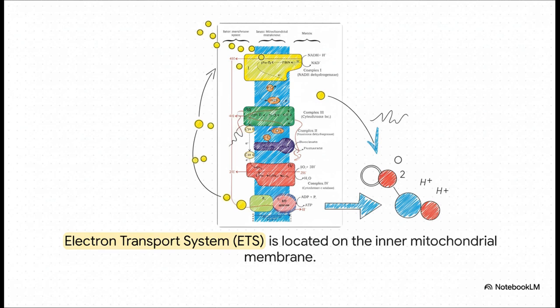These electrons are then passed down a line of proteins, like a parcel in a relay race. And who's waiting at the very end of the line to catch that parcel? It's oxygen. This is why oxygen is so important. It's the final acceptor. It grabs the electrons and forms water.